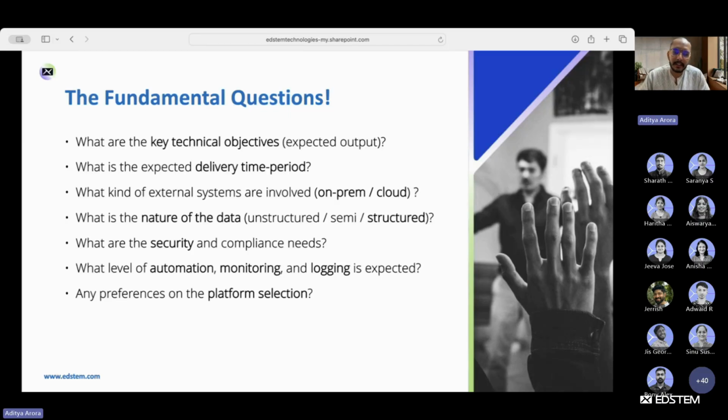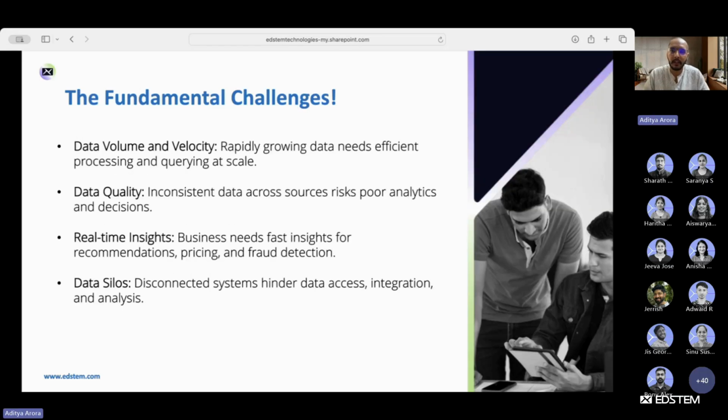Then the last point, which I think is again valid for almost all kinds of projects, not just data projects. If you're going into something and building something, there might be some platform preferences. Your client or whoever you're working for might have some tie-ups with some kind of vendors, and they might want to use the software provided by those vendors, right? So these are some of the fundamental questions that I usually ask, and I just list them down because they help me design stuff. Then with those questions come the fundamental challenges as well.